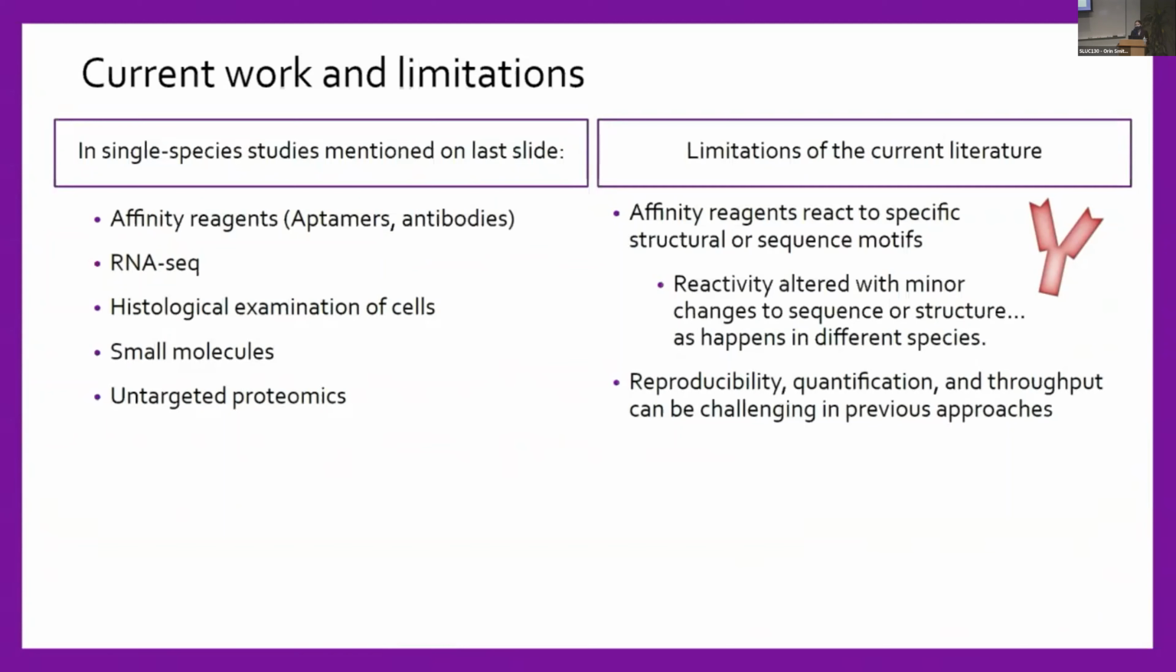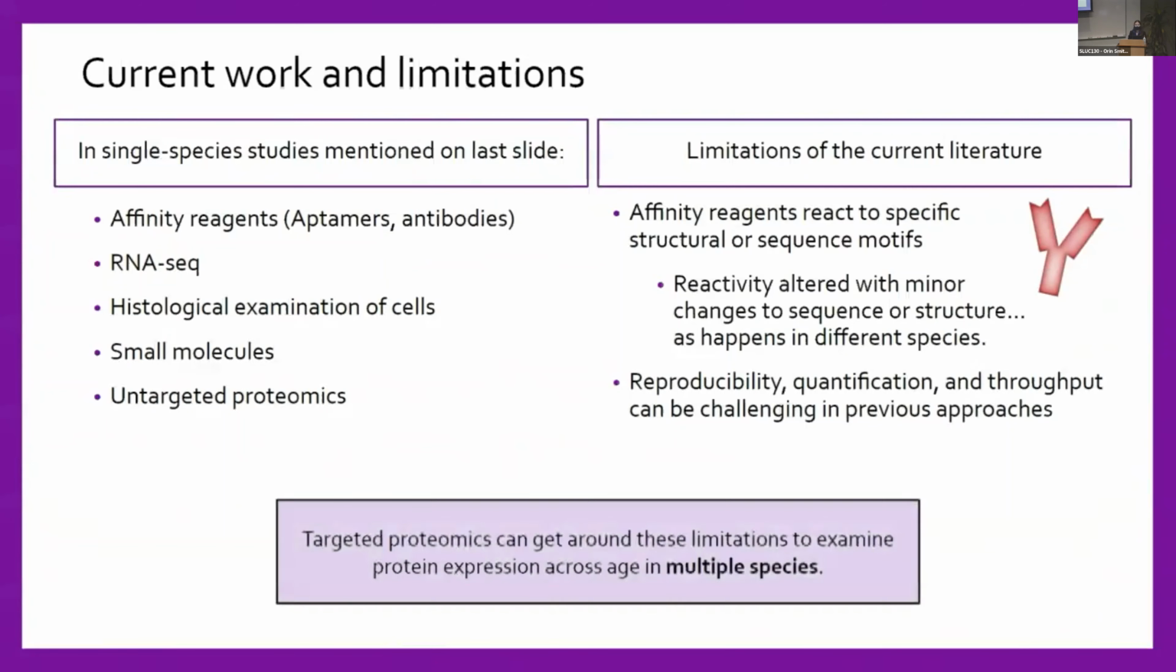But the solution that we're proposing, or at least would love to test, is targeted proteomics, because it can get around these issues of throughput, reproducibility, issues with quantification, and it can get around the issue of changes in sequences, because we can highly tailor an assay specifically to each species that we want to look at.